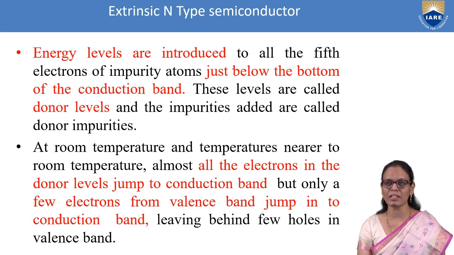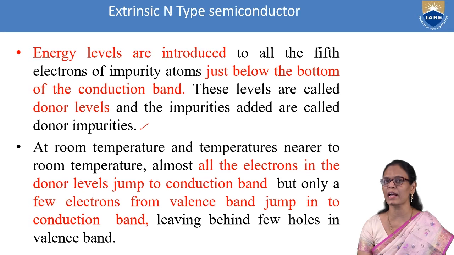Now energy levels are introduced for all the 5th electrons of the impurity atoms just below the conduction band. And these levels are called donor levels, and the impurities added are called donor impurities. Whatever impurity we have added, we call it donor impurity because it is ready to donate 1 electron.